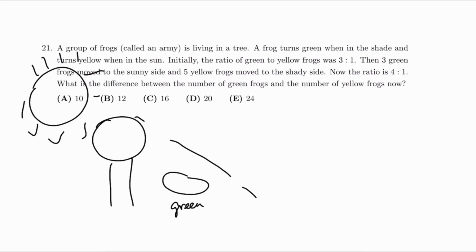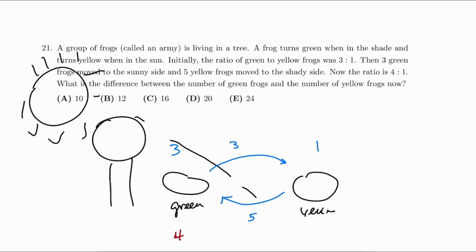All right, the sun, so it is yellow when it is in the sun. Initially, the ratio of green to yellow dogs is 3 to 1. So this is 3, this is 1. Then 3 dogs move to the sunny side and 5 yellow dogs move to the shady side. Now the ratio is 4 to 1. What is the difference between the number of green frogs and the number of yellow frogs now?